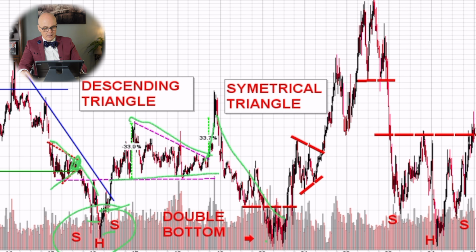This is a double bottom. Look at the two peaks, or I should say, look at the two troughs, and here's our neckline. So same thing, a double bottom, a neckline, a breakout, and off we went, and a triangle to show the continuation pattern. Symmetrical in this case, peaks were getting lower, troughs were getting higher, a breakout, and off we went.